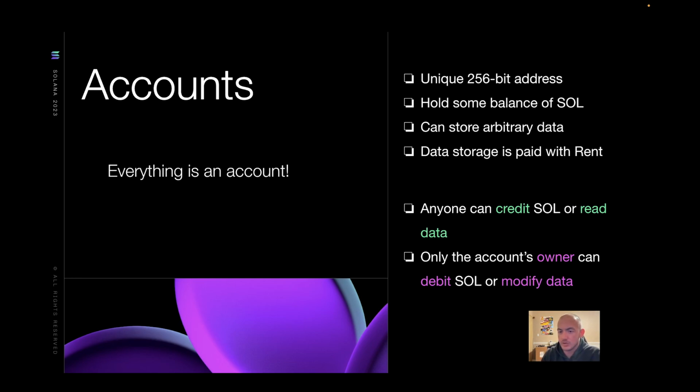Moving on, a couple more rules. Anybody can credit SOL to an account, and anybody can read from an account because it's a blockchain, right? So it's public information, public ledger. So that makes sense. And then conversely, only the account's owner is authorized to debit SOL from the account or modify the data within it, right? So that's a really important concept that we're going to loop back to periodically throughout this talk. But again, only the owner can do modifications to the account.